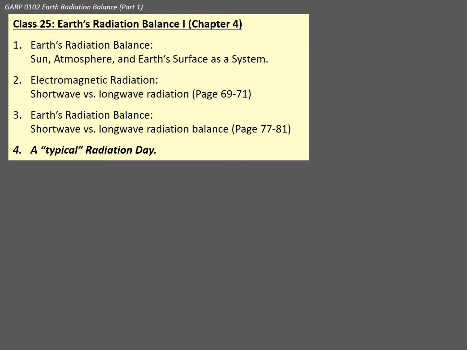Okay, welcome back. This is part 4, a typical radiation day. Again, let me find my pointer here. Okay, so let's imagine how this works out over the course of a day.